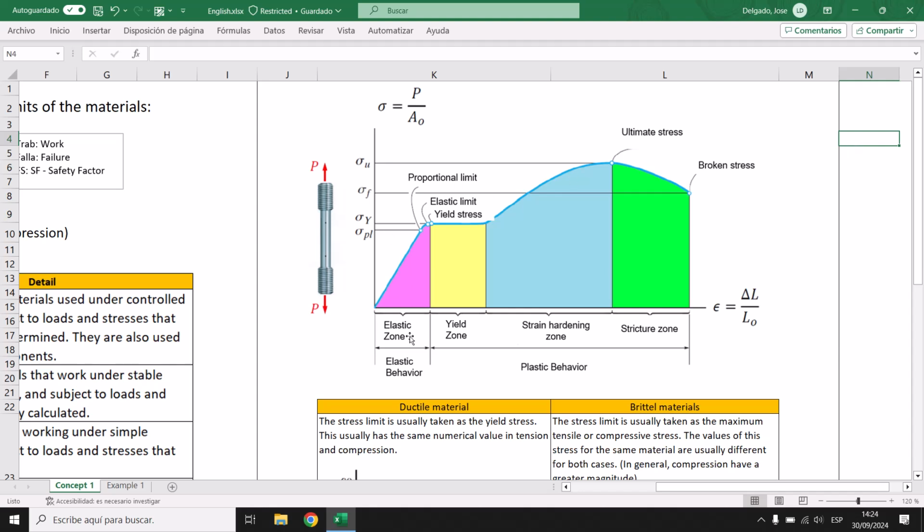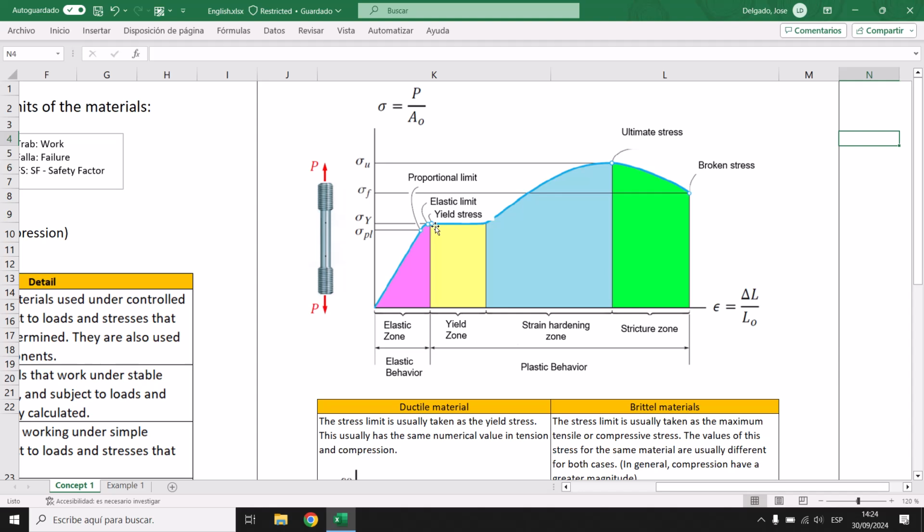Okay, as you can see, this is the elastic zone. This is just a review because it's something that you should know. This is the elastic behavior and plastic behavior. As you can see, for ductile materials we are gonna use the yield stress.